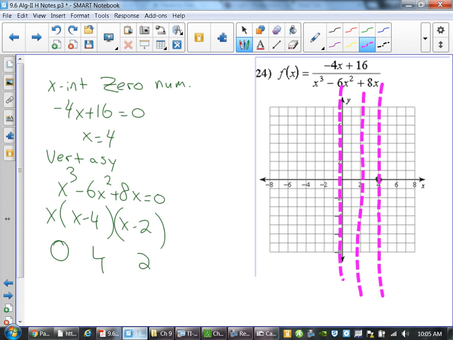Last thing we have to do is the horizontal asymptote. Horizontal asymptote, remember about the rules here. If the degree in the top is smaller than the degree in the bottom, do we have an asymptote, or where's it at? 0. Was it at 0? Or is it? I'm going to double check my notes.